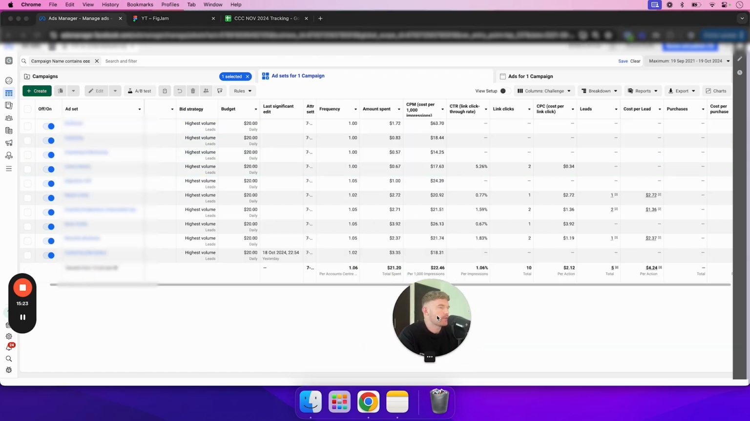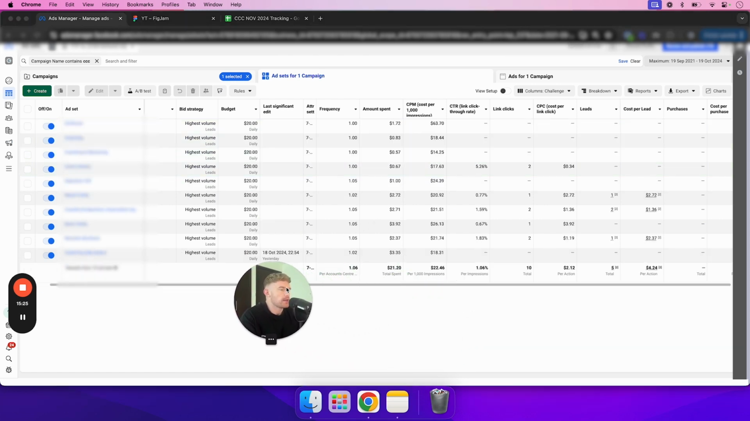Ignore the stuff at the top. That is, there you go, it's just disappeared. That is from the campaign that's in draft. So I'm starting off at $20 a day per ad set. So this is all at the ad set level.